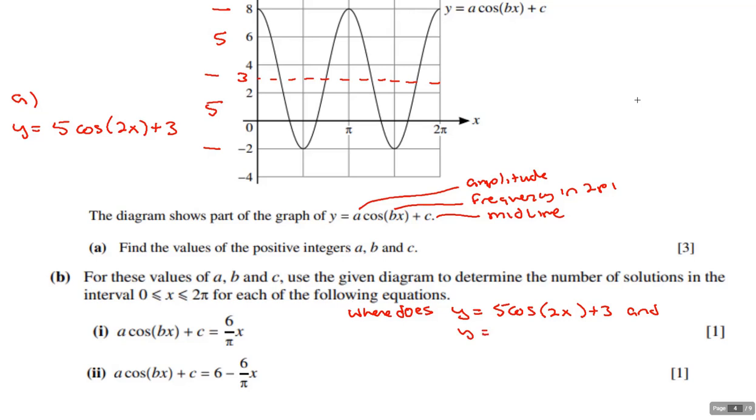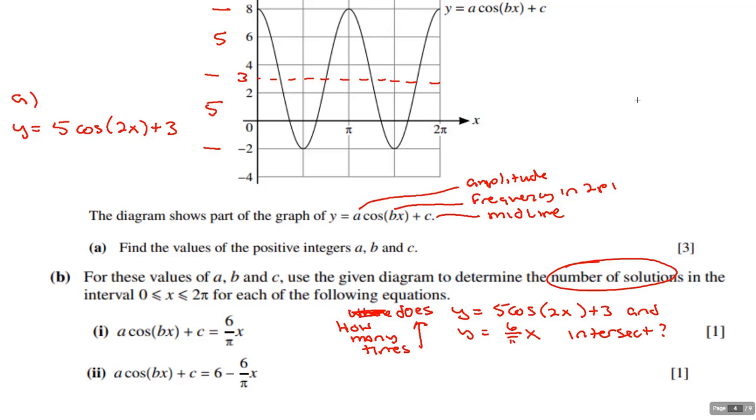Now for part B, what we want to know is how many times does this function we've just sketched intersect with the line y equals 6 over pi x. And I wrote here when, but I just want to know how many times does it intersect. And see, this is a line. 6 over pi is a number. It's a slope, if you will.